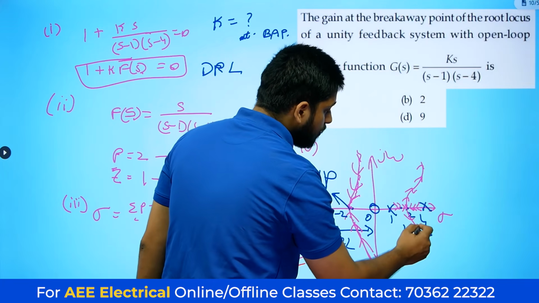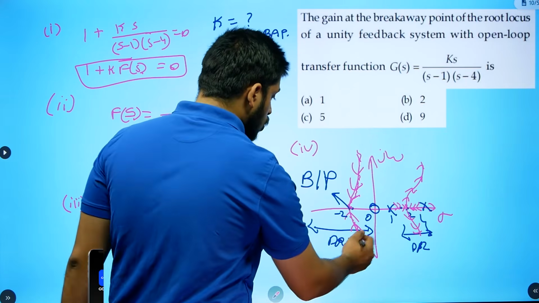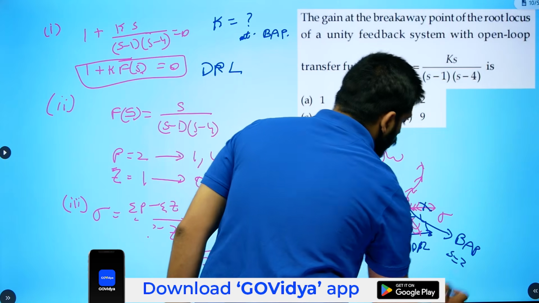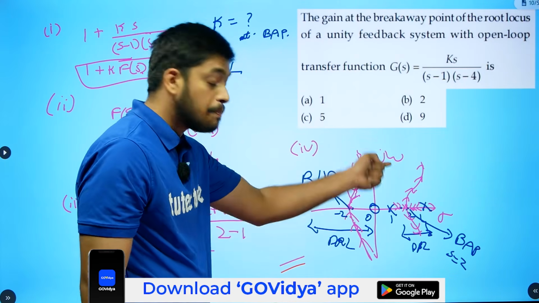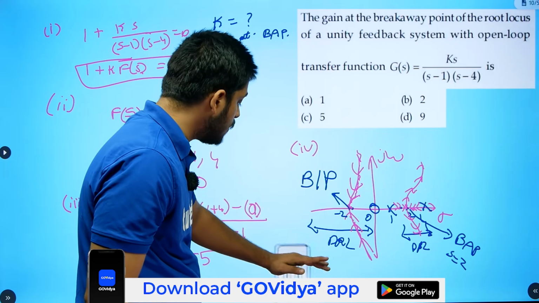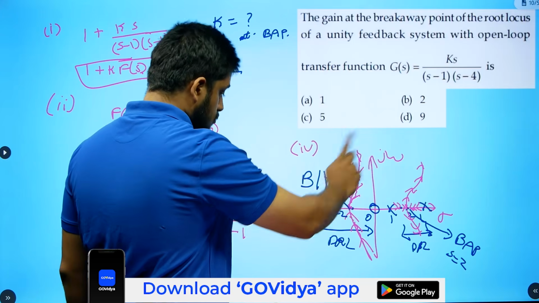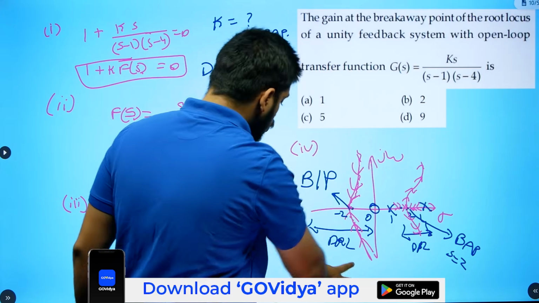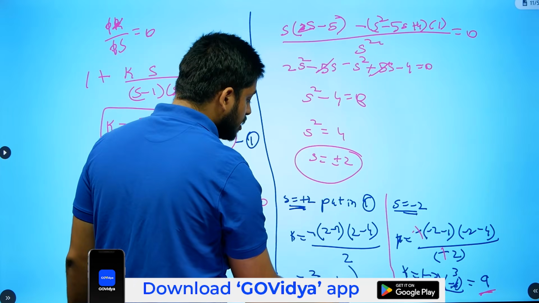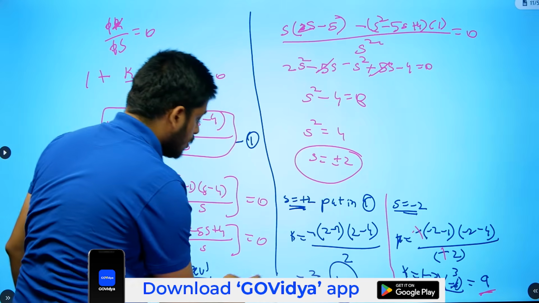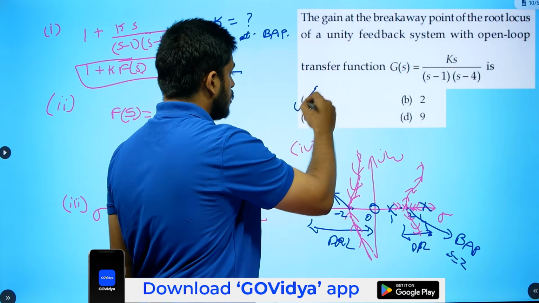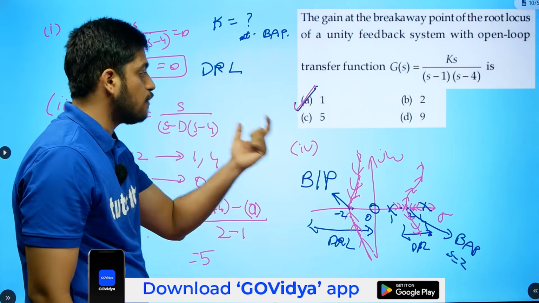So what is my breakaway point exactly? 2 is my breakaway point. s is equal to 2 is my breakaway point, not s is equal to minus 2. That is the break-in point. Both points are correct, but we need to decide which is the breakaway and which is the break-in. So break-in is minus 2, breakaway is 2. What was asked is the breakaway point, so for plus 2, what is my answer? 1. So the answer is option A. The value of K at the breakaway point is 1.